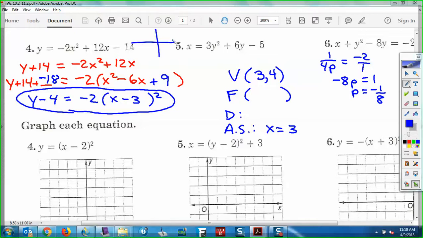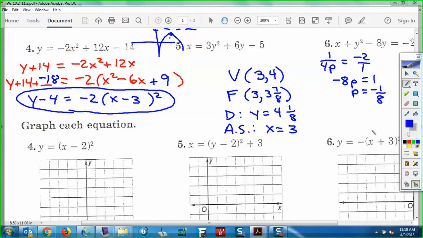So we know this is going down. So 3, 4 is up here. It's going to go down like this. Focus is going to be down 1/8. So it's going to be at 3 and what? 3 7/8. Did I do that right? So it'll be over 3 and it'll be 1/8 down from 4. And then the directrix would be up here. It'd be 1/8 above the 4. So it'd be y equals 4 and 1/8. Right? So that kind of stuff.